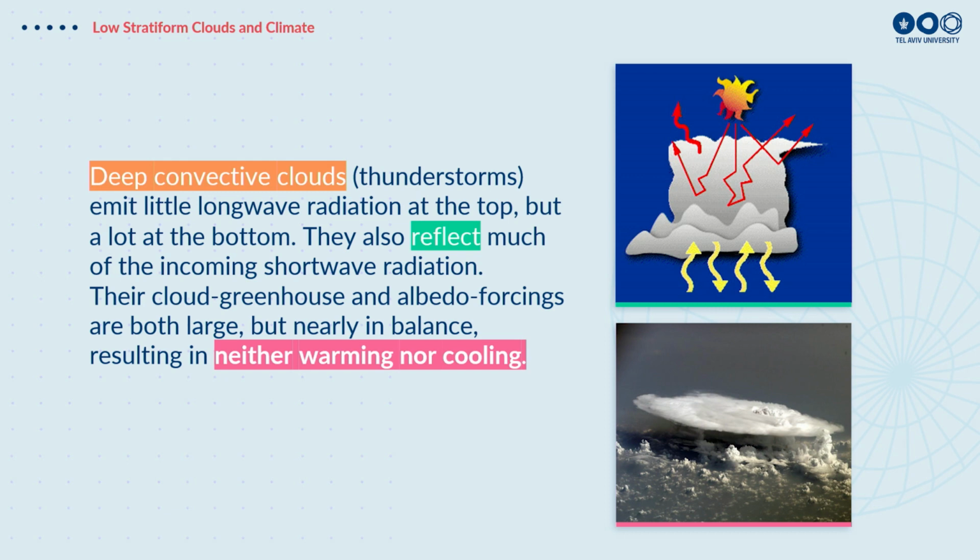When you separate them into high clouds and low clouds, they do have an effect, but when you put them together in these deep thunderstorms, and you can see an image at the bottom right taken from space with these clouds which reach maybe 20 kilometers and then spread out with these large ice anvils, overall they don't have a warming or a cooling effect on the climate.